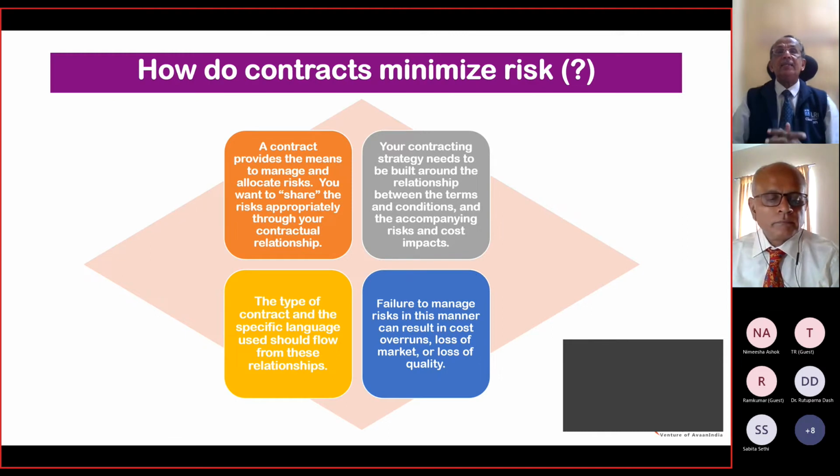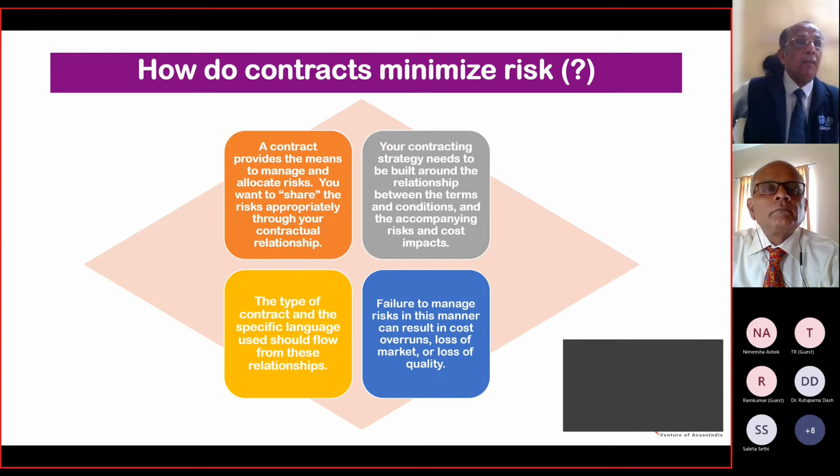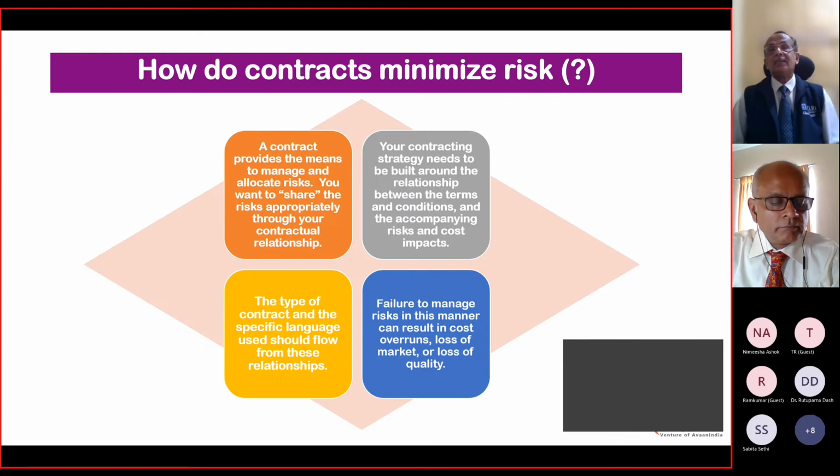Here is an excellent topic. Please understand this very carefully. How do contracts minimize risk? It's a question you should ask yourself. Can contracts minimize risk? Today the whole topic revolves around risk.